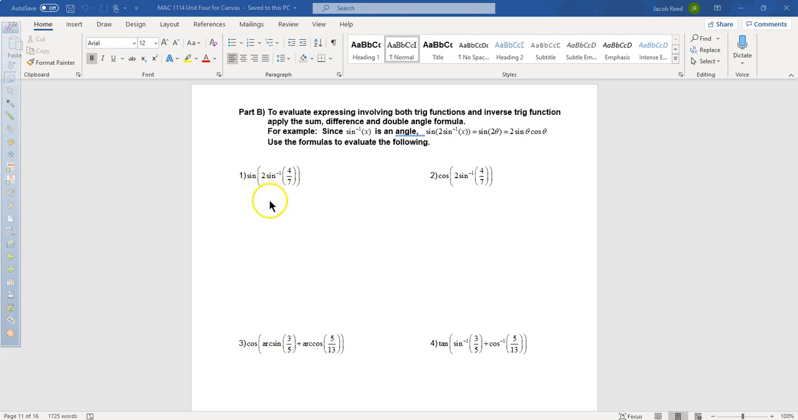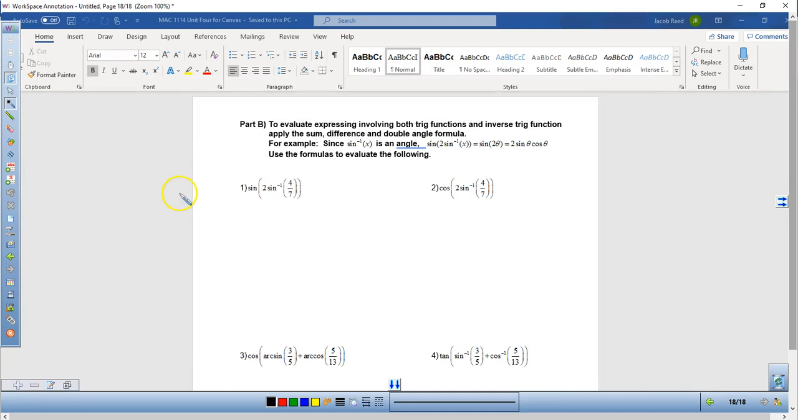So here we are going to be doing sine of 2 sine inverse of 4/7. The way that I did this question was I'm looking at it in a picture idea. You can also do it that way like we've done before. I'm going to double whatever sine inverse of 4/7 is. But there is another way. 2 sine inverse, which means sine of 2 theta.